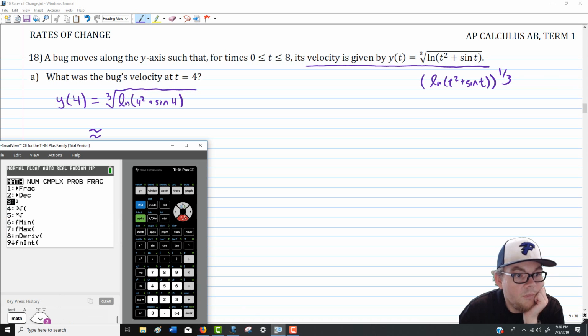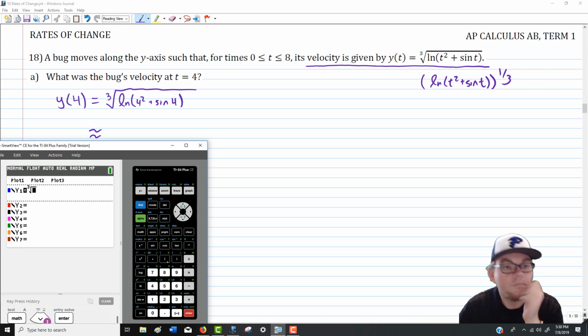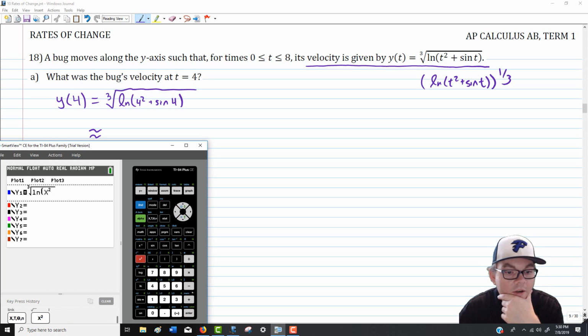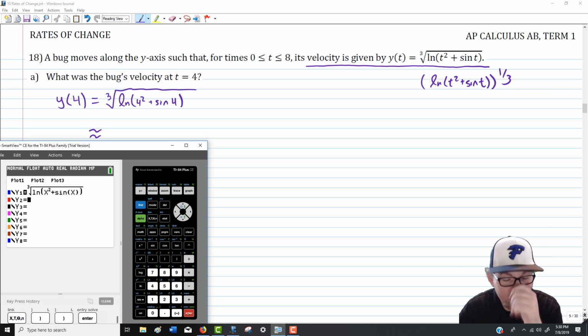For me, I'm going to choose the cube root button because it's there. On the inside, as we said, we're going to have natural log of t squared. Again, even though it's t in the problem, I can replace that with an x for our purposes here. We'll graph the relationship the same way. Now I have y1 in my calculator as that cube root function, the velocity that we're looking for.